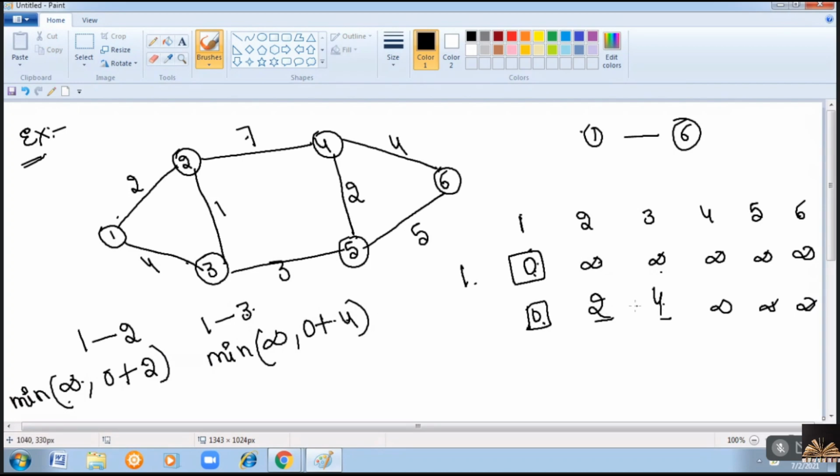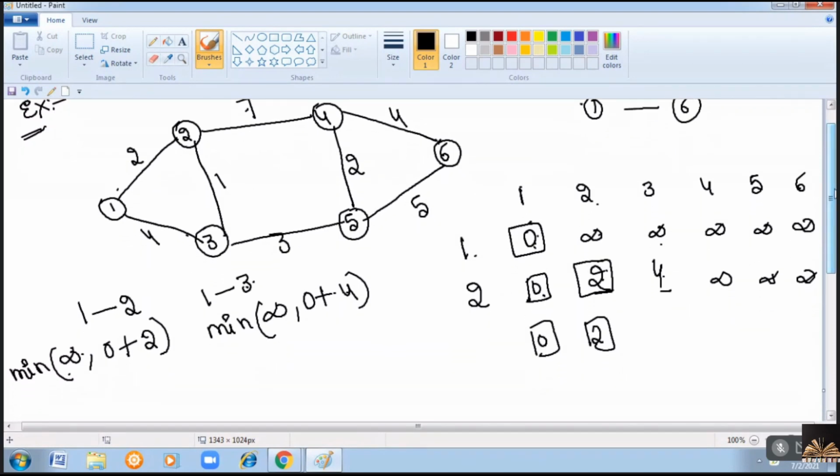Now among these two values, which is minimum, that should be marked as permanent. So 2 is marked as permanent. 2 with respect to which vertex? Vertex 2. So the second row will be 2. Now repeat the same step. Create another row and copy the marked values.